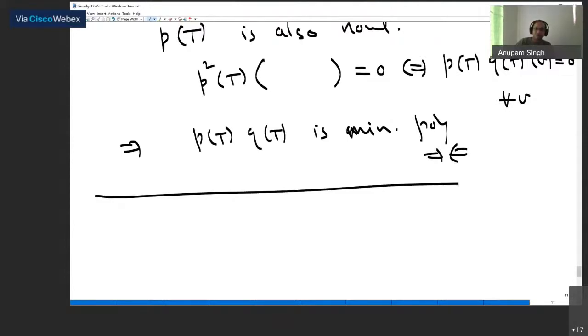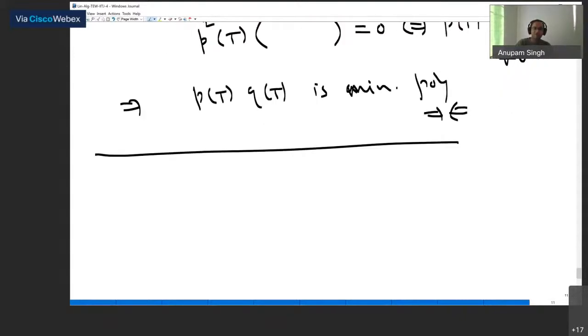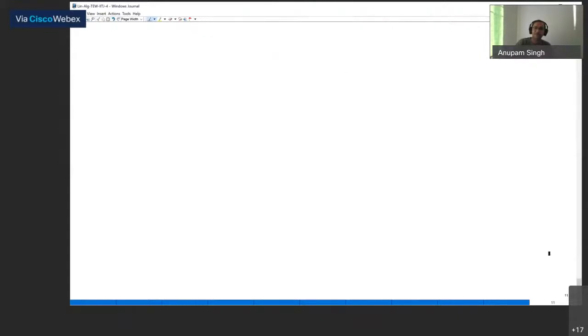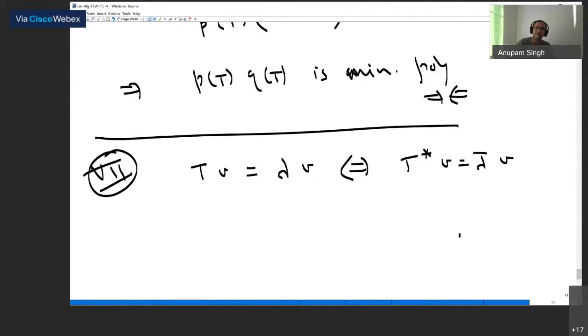So now let's prove a couple more properties. The next property, this was number 6, so it's going to be 7, is that if I have a vector which is an eigenvector of T, then the same vector remains an eigenvector for T star with respect to lambda bar. This is important. The vector is the same. So if I find one eigenvector for T, the same vector remains an eigenvector for T star. So the eigenvectors are the same for T and T star. The eigenvalue changes from lambda to lambda bar.